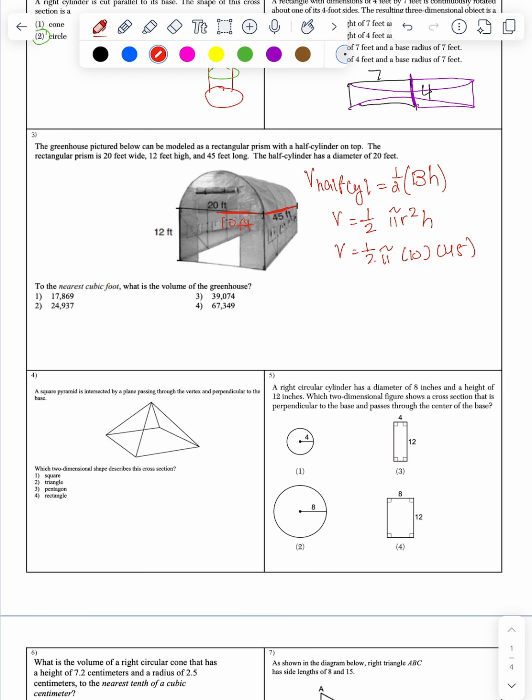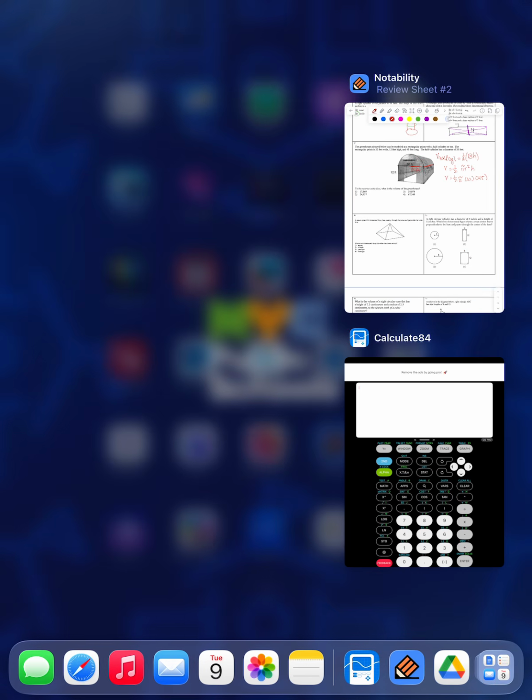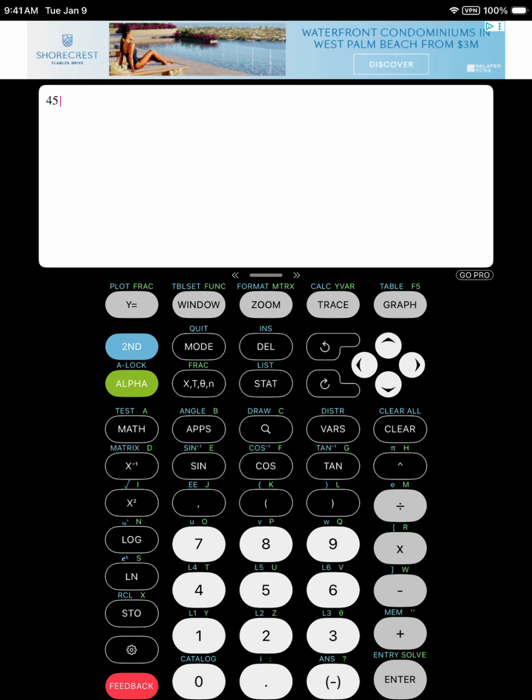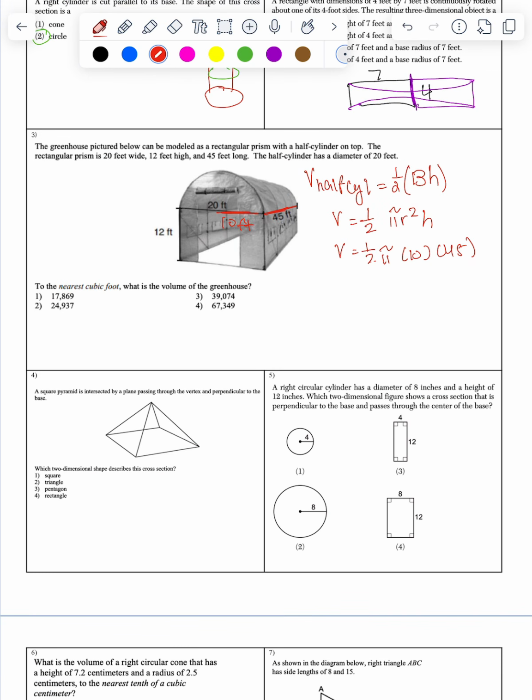So if I type this into my calculator really quick, 45 times 10, and then half of that. So 225 pi is the volume of the half cylinder. And everything was in feet, so that's in cubic feet. Always pay attention to your units.